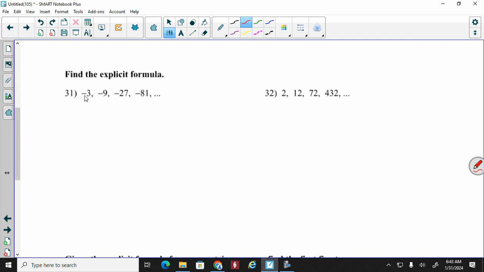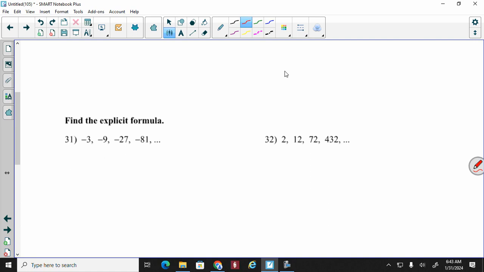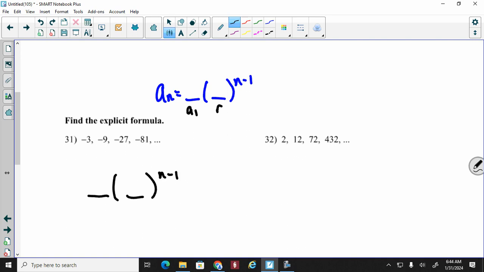Actually, all right, find the explicit formula. Now remember, this is a geometric sequence. I should have put that in the directions, but geometric. Remember, geometric is a of n is equal to something, parentheses, something, n minus 1. This first blank is your first term. This is what you're multiplying by. My first term is negative 3. That's easy. What am I multiplying by? I'm multiplying by positive 3. I'm done.